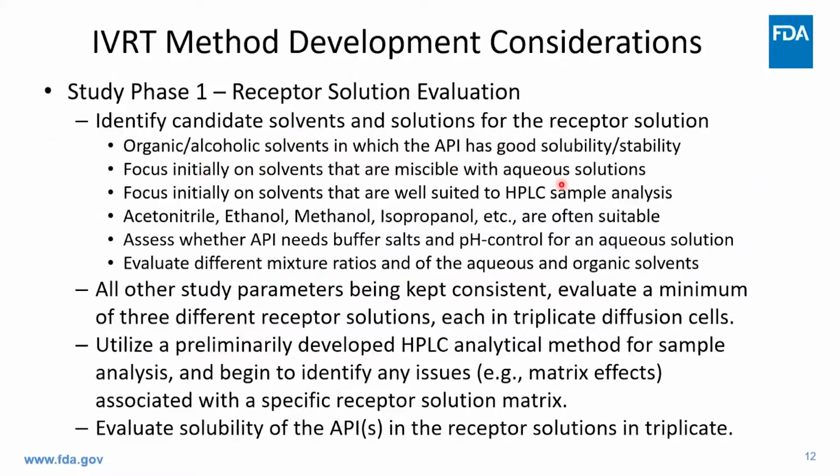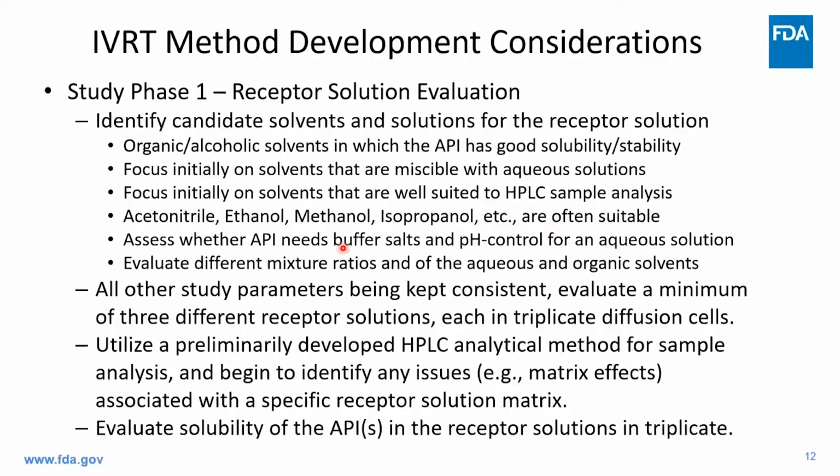One of the challenges is that organic or alcoholic solvents can be volatile, and that can make sample handling a little bit challenging. So it often helps to have a hydroalcoholic mixture. Also focus initially on solvents that are well suited to sample analysis. Many of these include ACN, ethanol, methanol, IPA, and so forth.